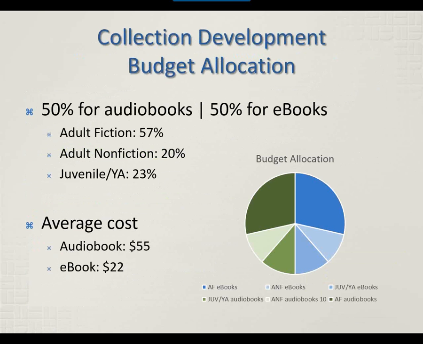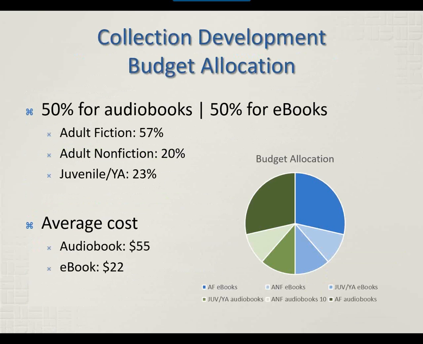To give you some idea about how we divvy up our collection development budget, for the last couple of years, we've gone with a 50-50 split between audiobooks and ebooks. One thing to keep in mind here is that audiobooks on average cost more than ebooks. I double checked, and the average cost of an audiobook is $55. The average cost of an ebook is $22. So we have 50% of our budget for audiobooks. Because they're more expensive, that means we don't buy as many audiobooks as we do ebooks.